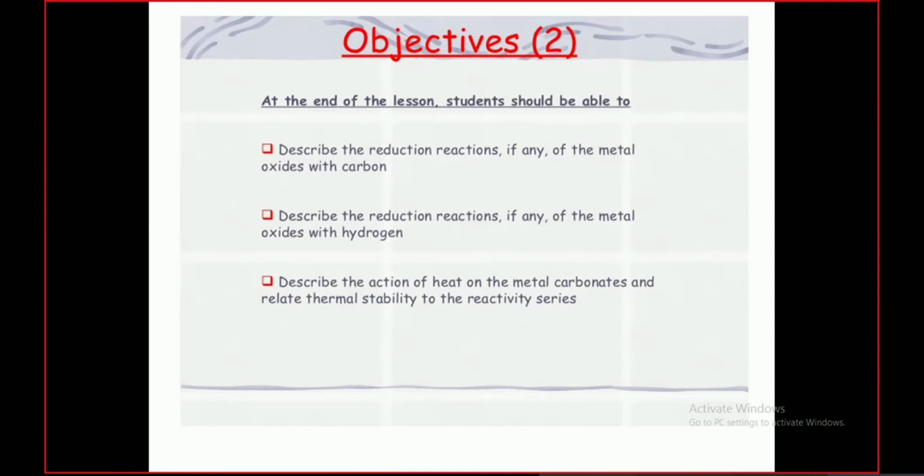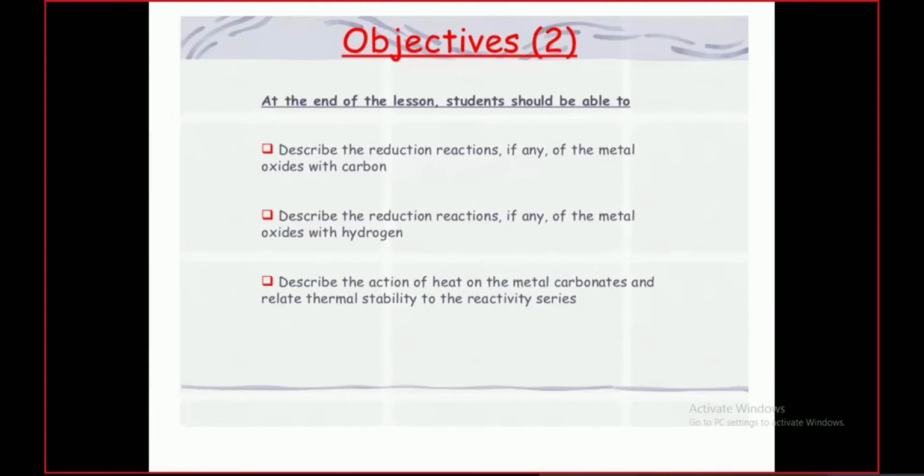Looking at the position of the metal in the reactivity series, we can predict whether a given metal in the form of its oxide can be reduced with carbon. Now, what is reduction? What is a metal oxide? How can we predict? We are going to discuss everything further in the lecture.